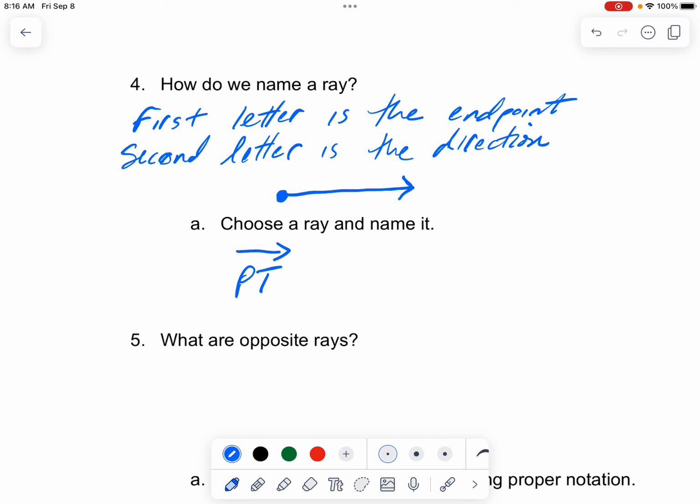And in the notation, the arrow always goes to the right, even if it looks like the ray goes to the left. So we could have like TS. The arrow in the notation still goes to the right.